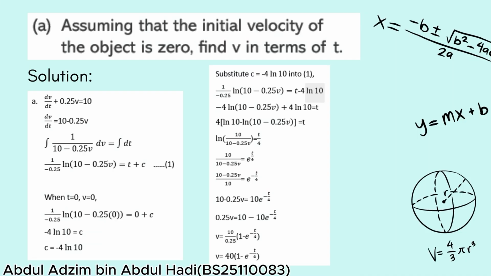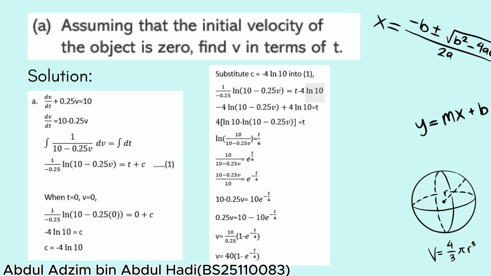For part A, we are given an equation from the question, which is dv over dt plus 0.25v equals 10. Express dv over dt in terms of v, which is dv over dt equals 10 minus 0.25v. We then express dv in terms of dt, which gets us 1 over (10 minus 0.25v) dv equals dt.